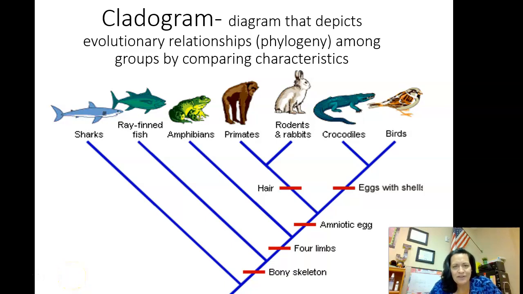Hello, welcome to our lecture on cladograms and dichotomous keys. So this is a picture of a cladogram, and a cladogram depicts the evolutionary relationships or phylogeny among groups by comparing characteristics. You will find these notes on page 6 of your evolution notes.